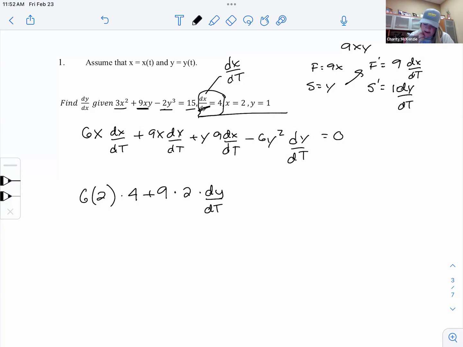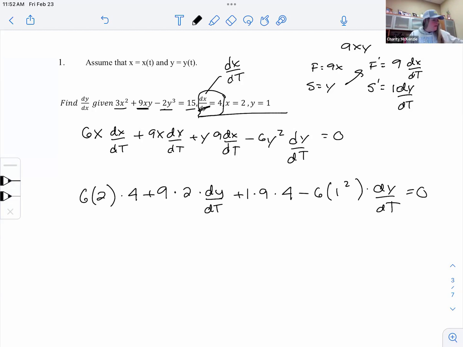And then, boom, I was at 9x. Okay, we were here. So then we have y, which is 1. So we're at plus 1 times the 9 that's there. And then we have another dx dt. So that's 4 minus 6 times y squared, which is 1 squared. And then times dy dt, which we don't know. Okay, equals 0.